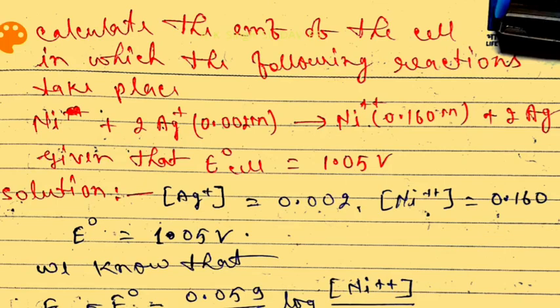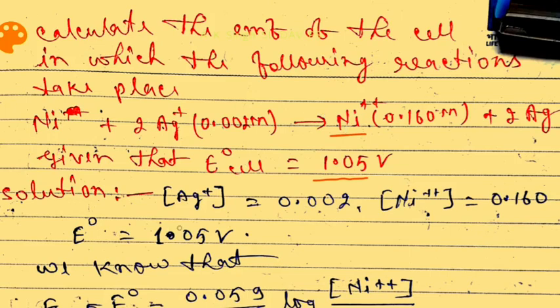Now calculate the EMF of the cell in which the following reaction takes place: Ni plus 2Ag+ is equal to Ni2+ plus 2Ag. Given that the standard electrode potential of the cell is 1.05 volt. How can you solve it?